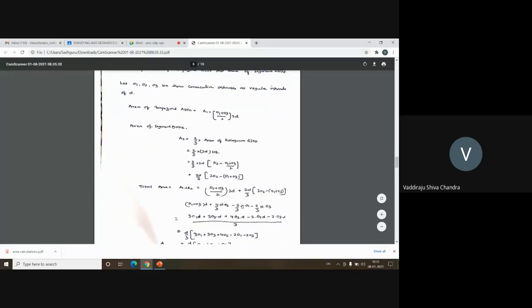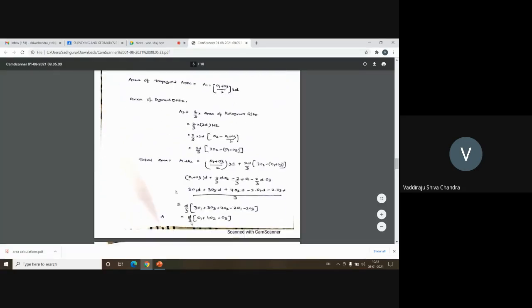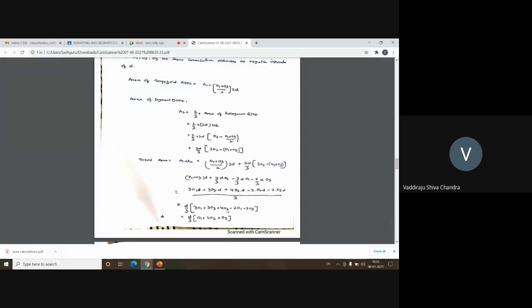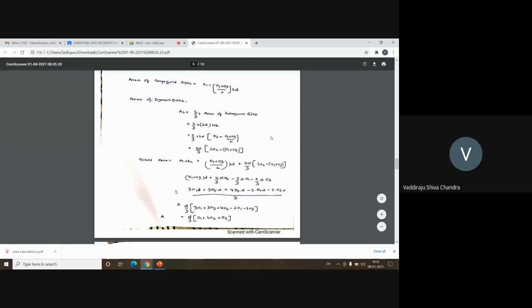So the final area, if you substitute all these in the equations, finally you get D/3 × (O1 + 4O2 + O3). Please don't bother about the derivation of this equation. Just try to remember the equations, because the derivations are not part of your syllabus.